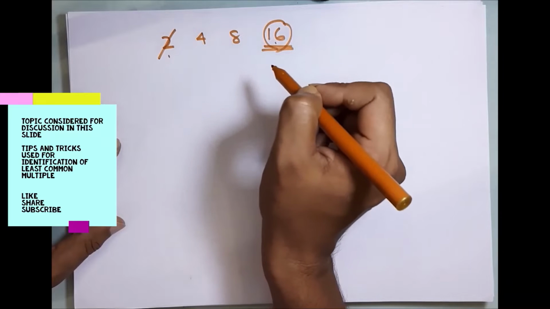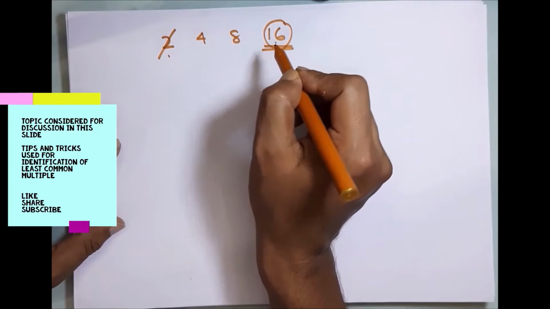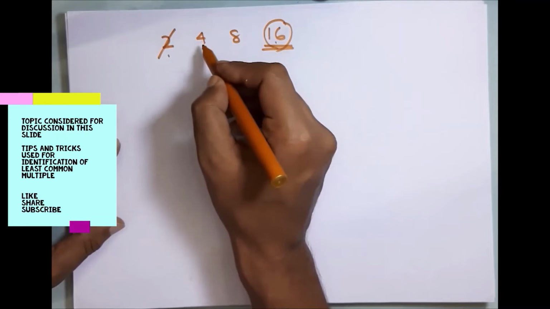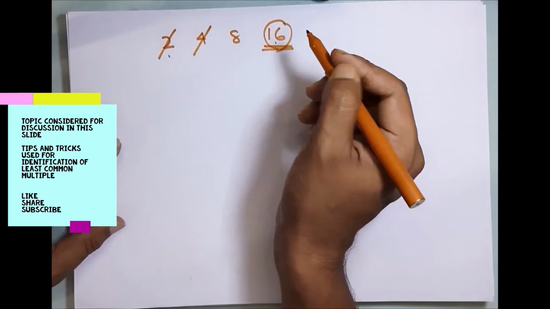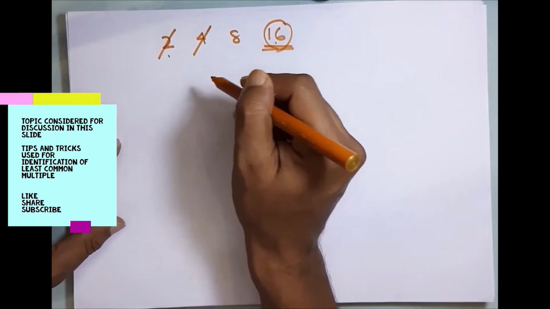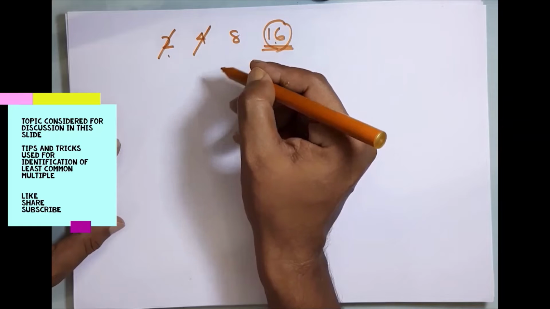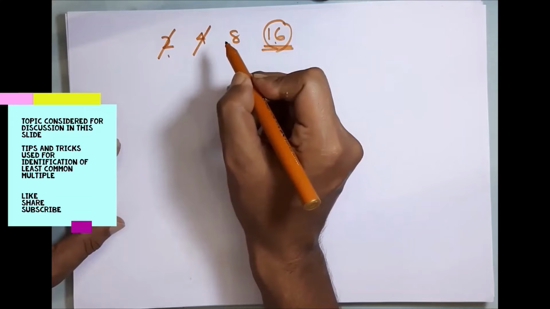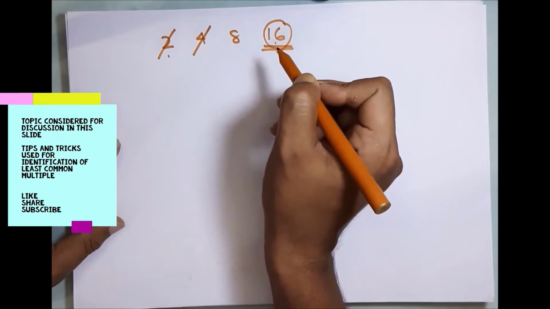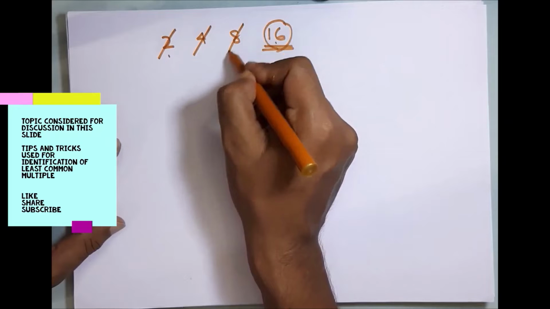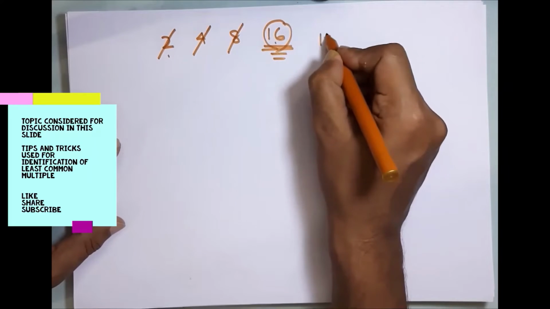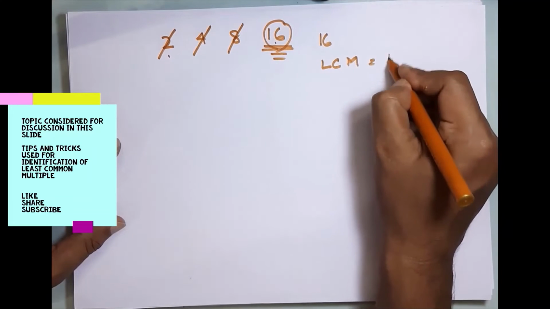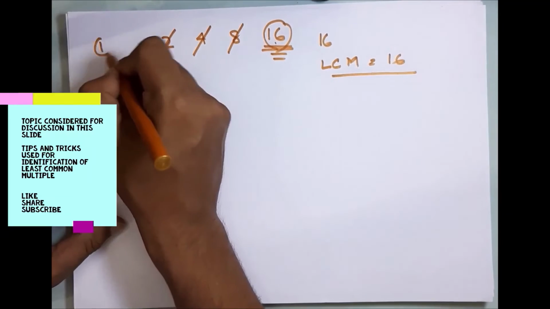Now, is 16 divisible by any of the remaining numbers? Yes, it is divisible by 4, we'll strike it out. Is 16 divisible by any of the remaining numbers which are not yet struck out? Yes, 8 is remaining and 16 is divisible by 8, the quotient is 2. So we can easily strike it out and 16 becomes your LCM. So the LCM for 2, 4, 8 and 16 will always be 16. This is the first trick.